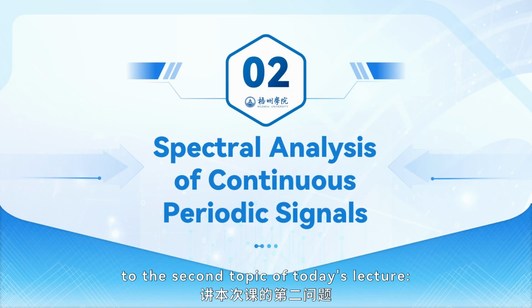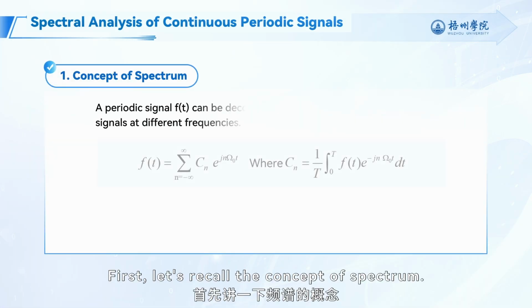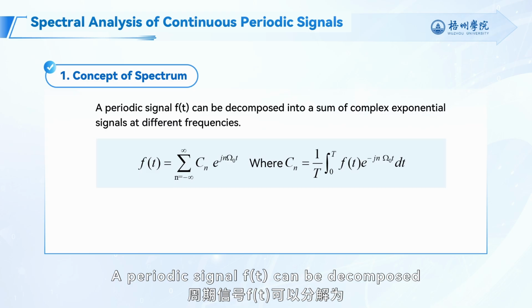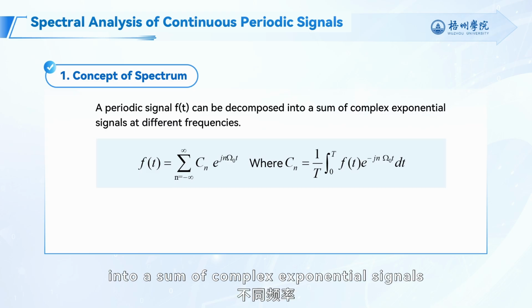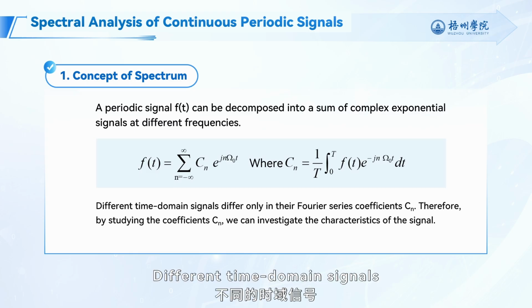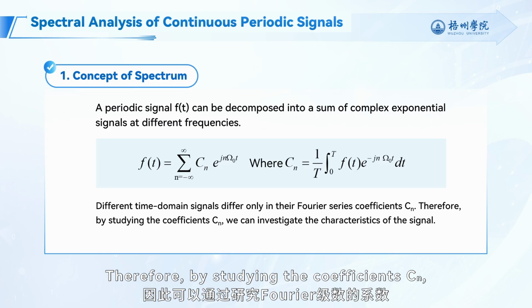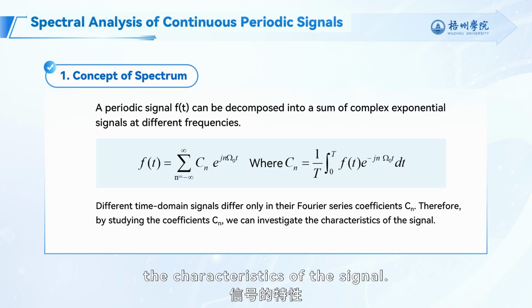Now let's move on to the second topic of today's lecture, the spectral analysis of continuous periodic signals. First, let's recall the concept of spectrum. A periodic signal f(t) can be decomposed into a sum of complex exponential signals at different frequencies. Different time domain signals differ only in their Fourier series coefficient Cn. Therefore, by studying the coefficient Cn, we can investigate the characteristics of the signal.